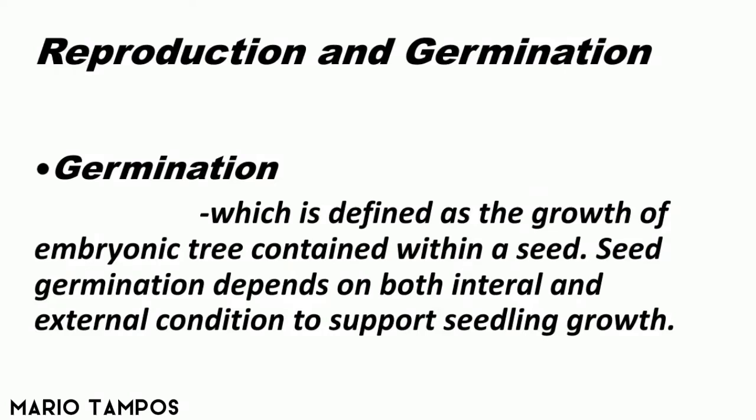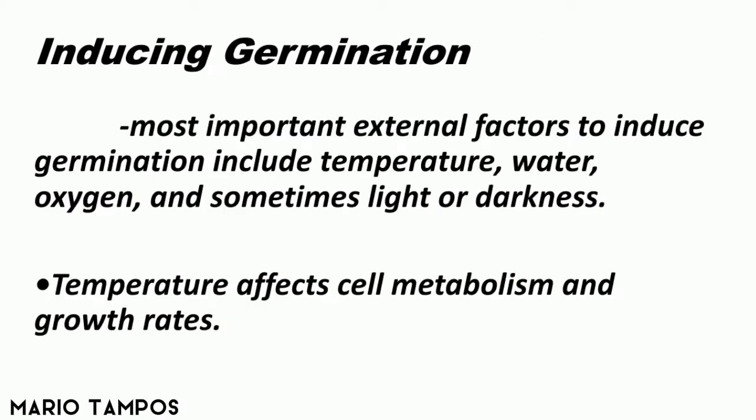Reproduction and germination. Germination is defined as the growth of the embryonic plant contained within a seed. Seed germination depends on both internal and external conditions to support seedling growth. Inducing germination: the most important external factors to induce germination include temperature, water, oxygen, and sometimes light or darkness.